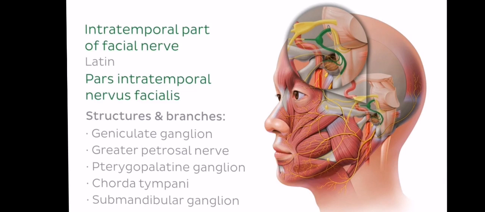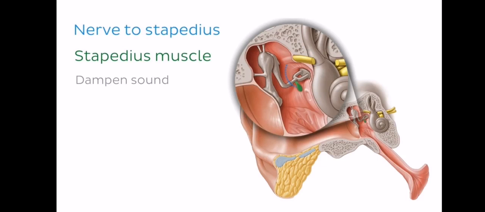In the intratemporal part, the facial nerve gives several branches which are named as the geniculate ganglion, the greater petrosal nerve, the pterygopalatine ganglion, the chorda tympani, and the submandibular ganglion. And lastly, there is a branch which is the nerve to the stapedius muscle in the ear, which is helpful in the dampening of sound.